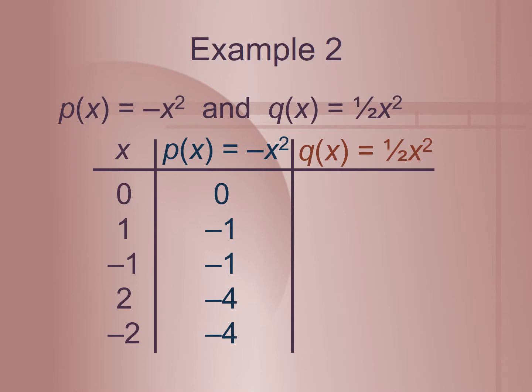And then we'll look at the next function, the q of x, which is the 1/2 x squared. Make sure you're squaring your x value first and then taking half of it. So we get 0, 1/2, 1/2, 2, and 2.